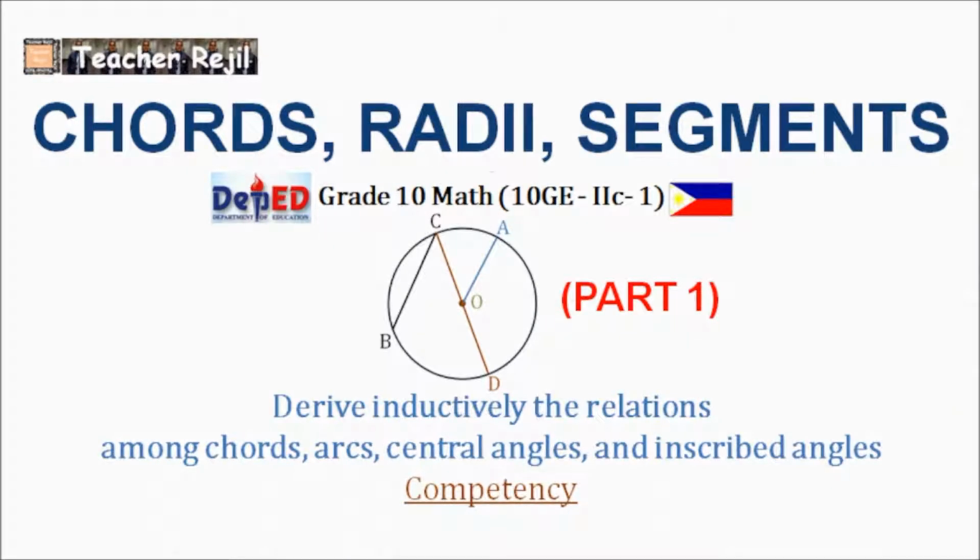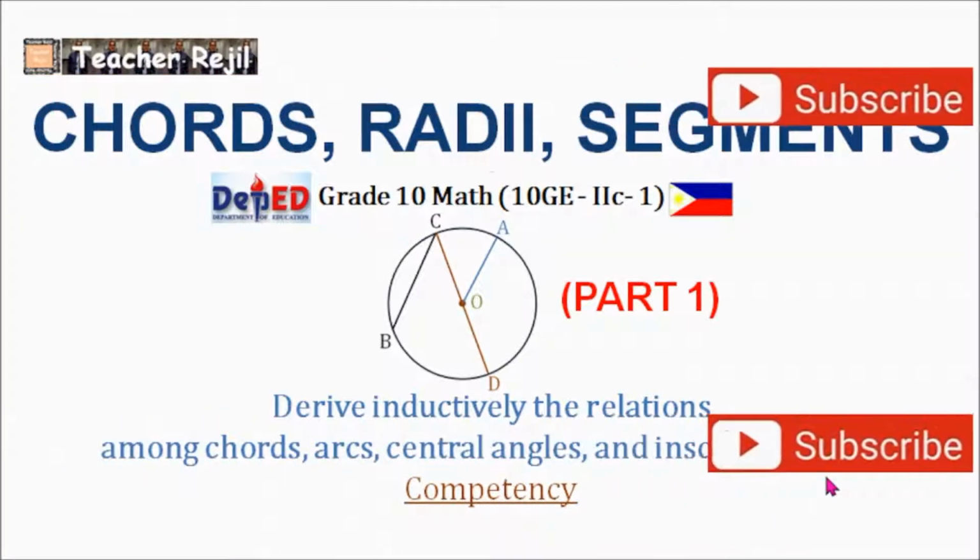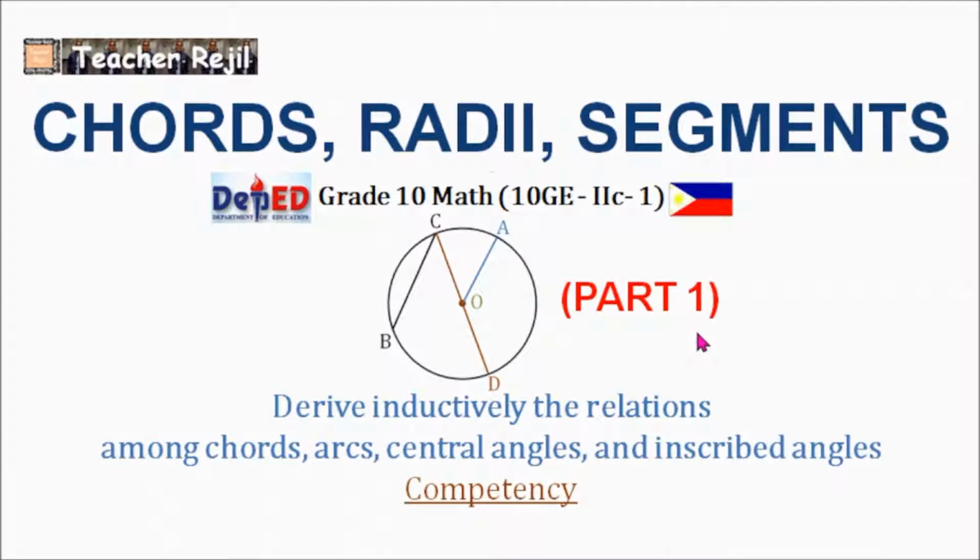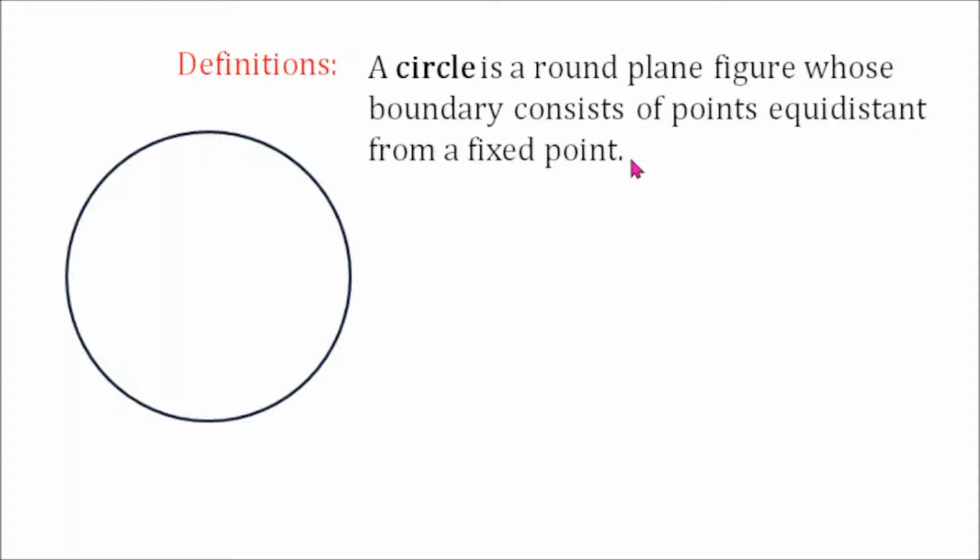The competency in this lesson is derive inductively the relations among chords, arcs, central angles, and inscribed angles. This is just part 1 because this competency covers so many things. Specifically, we will be talking about chords, radii, and segments related to circles. First, let's have some definitions.